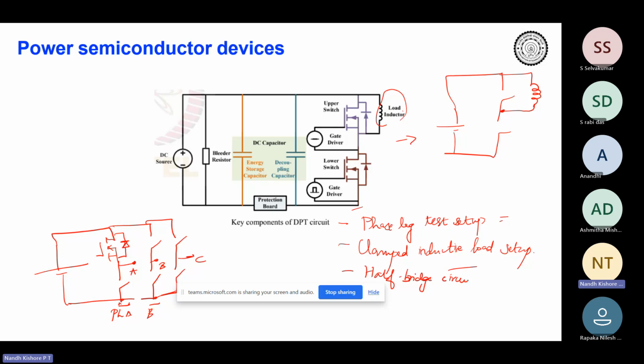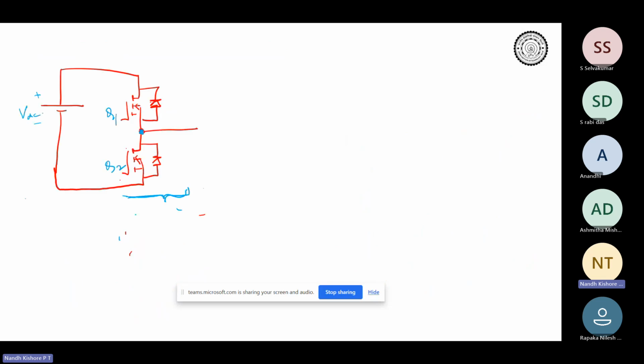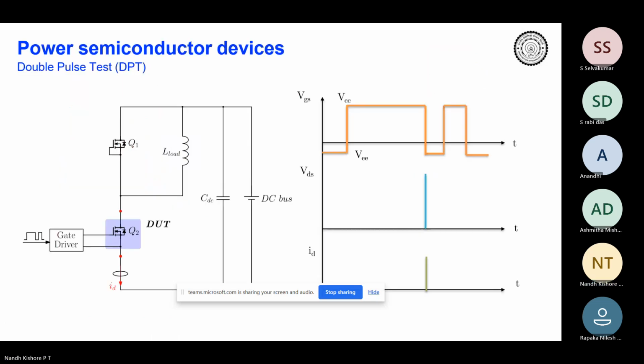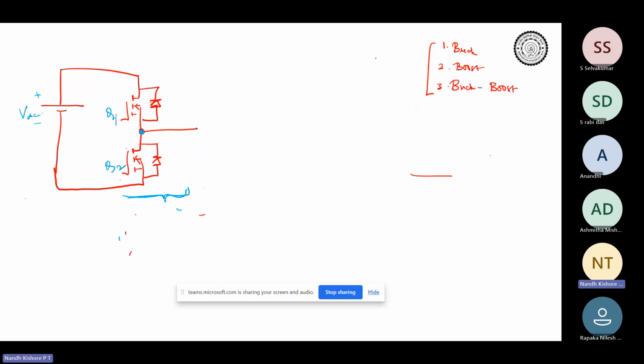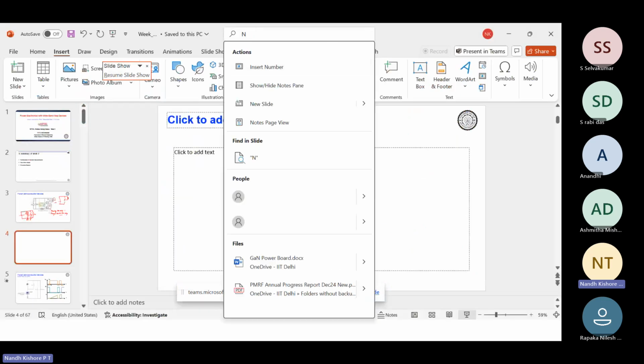If you take any circuit in power electronics, mostly we start with the buck converter. Then you have boost, then you have buck-boost. All of these are non-isolated converters.